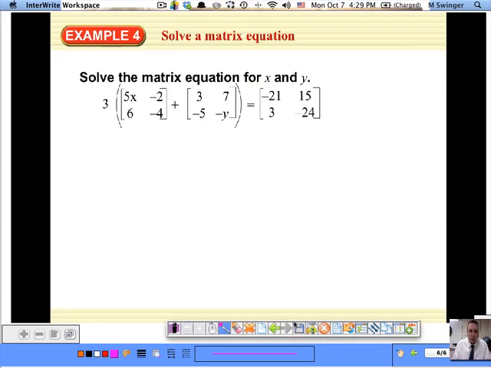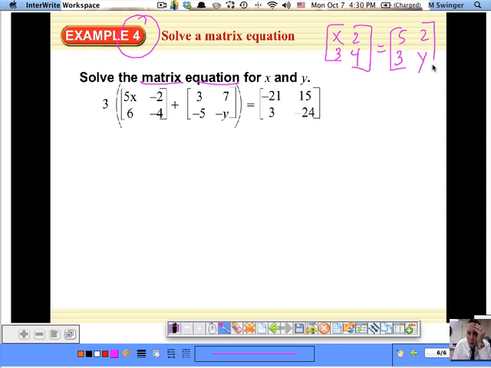Next one. Skipping to example 4 because example 3 is a word problem. We're going to go back to that. Example 4. Solve the matrix equation. So what we have here is what we call a matrix equation. So if I have x, 2, 3, 4 equals 5, 2, 3, y, what could you tell me? Well, if these two matrices are equal to each other, one, they have to be the same dimensions. 2 by 2. They're both the same, 2 by 2, 2 by 2. Two, the corresponding elements have to be the same.